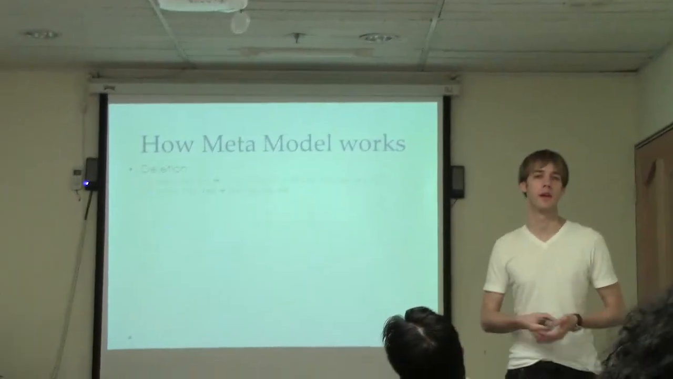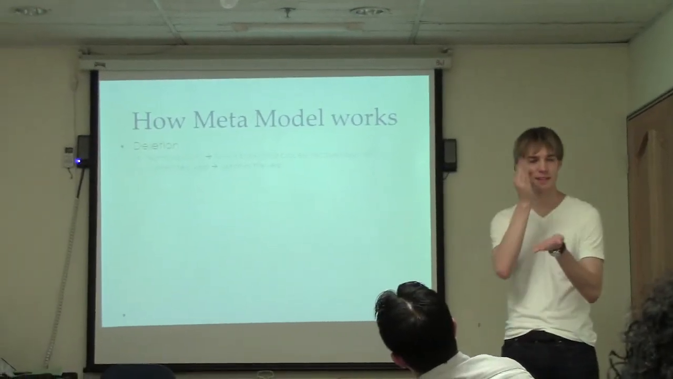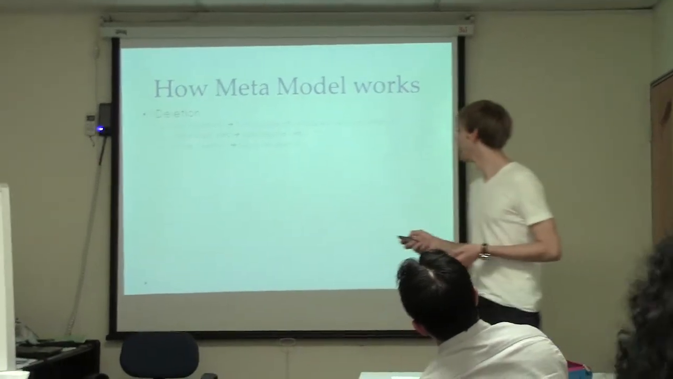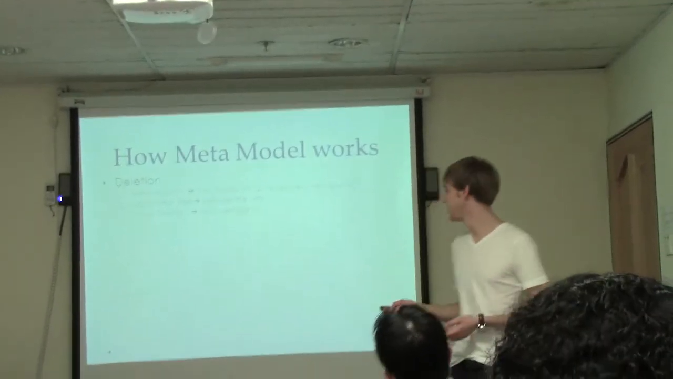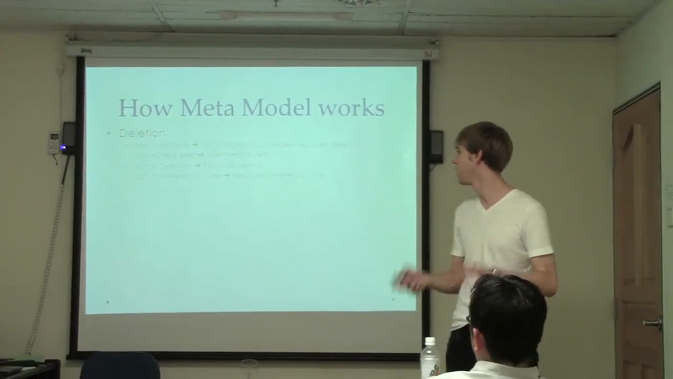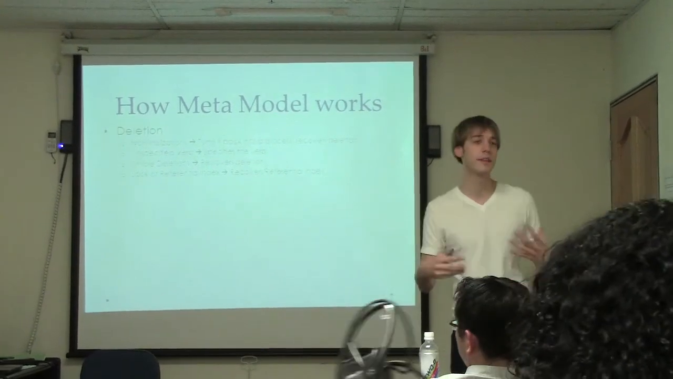Unspecified verb specifies the verb. He rejected me. How specifically did he reject you? So you can see it's deleted. You do not know how he rejected you, but you try to recover this. Then we have simple deletions. There are different simple deletions. Two of them. There's a lack of referential index. It tries to recover the referential index.